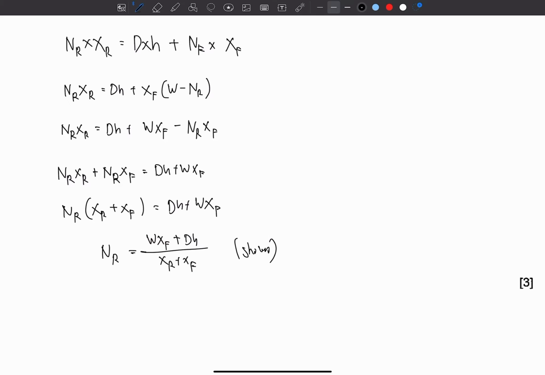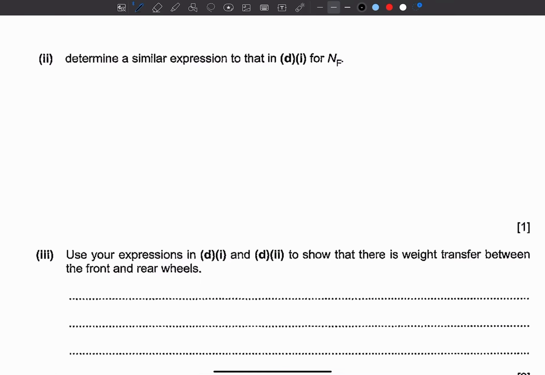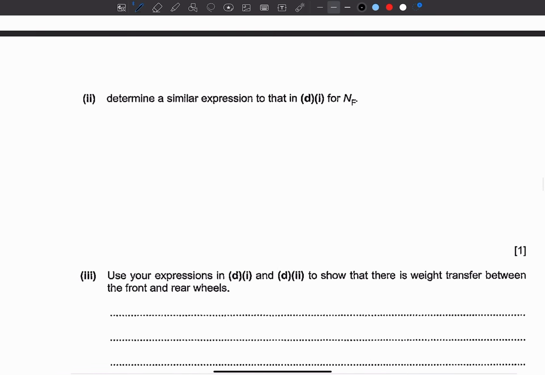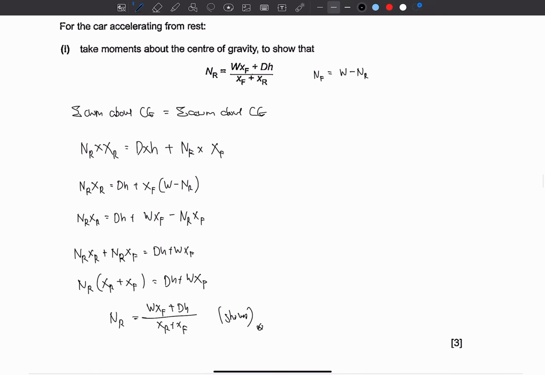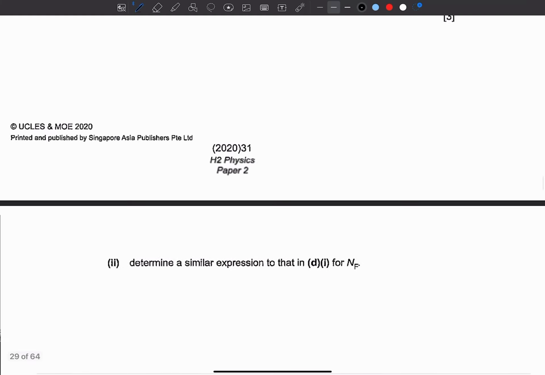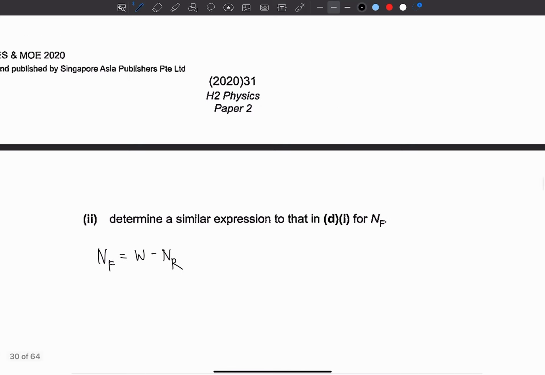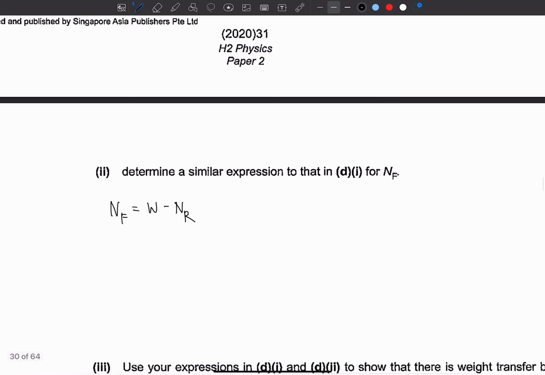And there you go. That's the derivation for the formula. Right, now for part 2, determine a similar expression to that in D part 1 for NF. As we know, NF has this formula: W minus NR. And what is NR? NR has been found in the previous part. So we just substitute everything in.